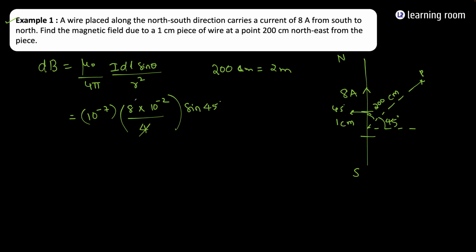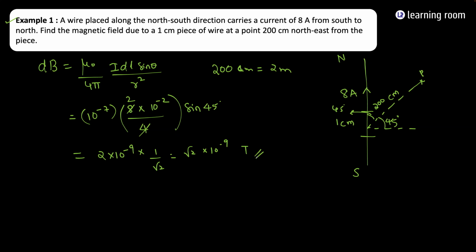So 4 is going to cancel this 8 two times. 10 power minus 7 into 10 power minus 2 is going to be 10 power minus 9. So 2 into 10 power minus 9 into sine 45, which is 1 by root 2. The answer will be root 2 into 10 power minus 9 Tesla. I wrote it in Tesla because we converted everything to SI units. Is that clear? So what is the direction of it? Find the magnetic field. They asked only the magnitude, but in this problem, is it possible for us to find the direction?